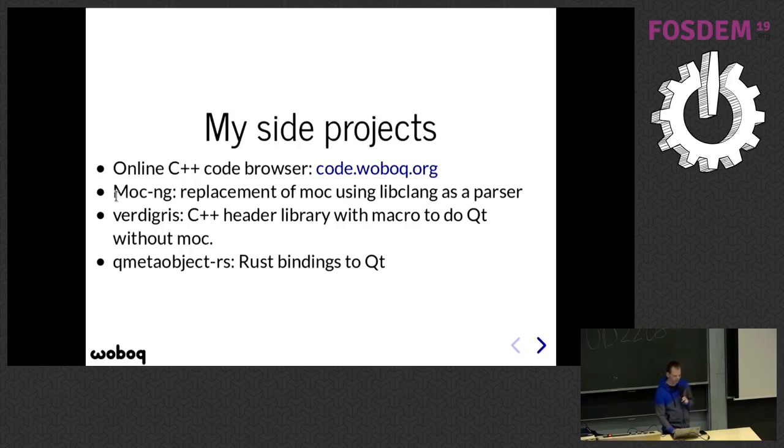Another side project is Verdigris. It's a C++ header library which, with macros and template metaprogramming, can generate all this metadata at compile time with funny macros. Can we do that? Yes, we can. And then, because I like making meta objects, the Qt meta object being this metadata, I thought, maybe can we do that from Rust directly? And that's why I came here. Eventually, one thing led to another, and I'm presenting this.